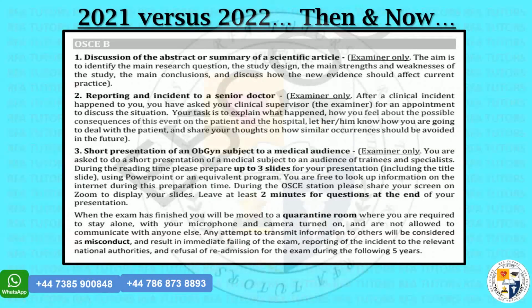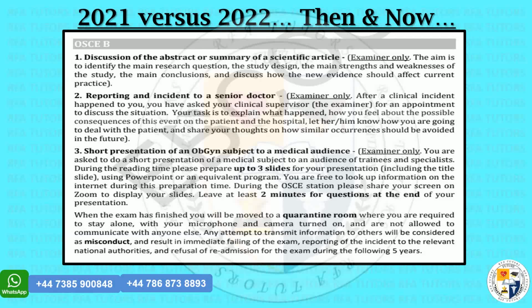For the second circuit, back in 2021, we also had something slightly different from MRCOG and MRCPI, where you are given a scientific article, and within a 10-minute span you have to discuss the abstract and summarize the scientific article, which we will go through in detail during the course as well. And of course, reporting incidents, which we will also cover quite thoroughly in the course. I will be taking this session with all of you. The short presentation, fortunately or unfortunately, has been removed from the exam components.